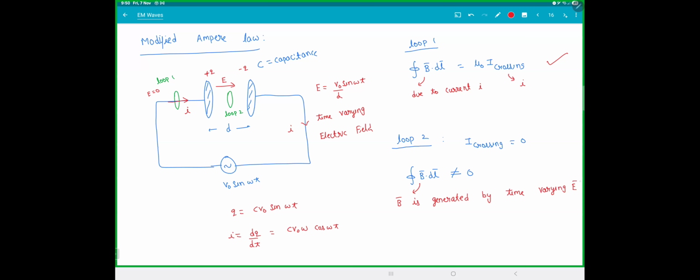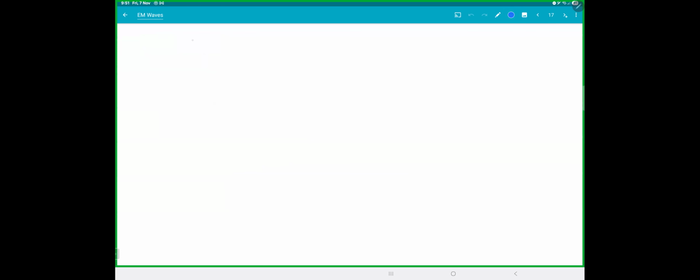You didn't have this problem in loop 1 because there was no electric field. That means your Ampere's law, integral B dot dl, is not equal to mu naught I enclosed. It didn't work. Now, frankly speaking, it is not the mistake of Ampere, because at that point of time, people didn't realize that magnetic field can be created by electric fields. So Ampere's law is valid only for current carrying wires. So this formula, which we generally use, integral B dot dl is equal to mu naught I enclosed, is valid only when E bar is constant.